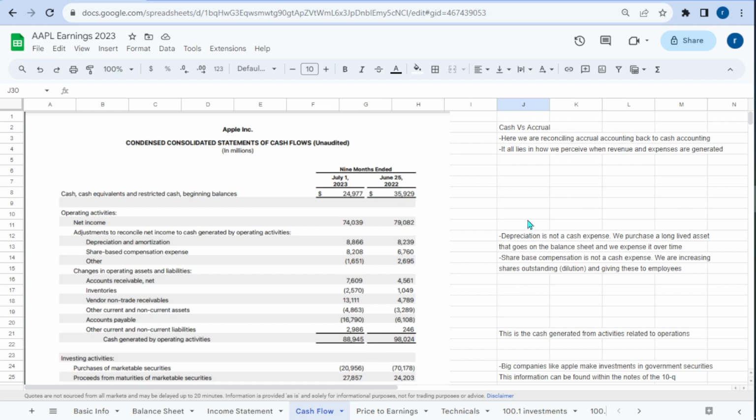So some things you want to pay attention to. Depreciation is not a cash expense. When you're looking at something like depreciation, we're basically purchasing a long-lived asset, and instead of just expensing it right away, we're expensing it over time. Let's think about it this way. If I were to buy a bunch of office supplies, like paper clips, some paper, some pens and pencils, I'm going to expense that right away, right?